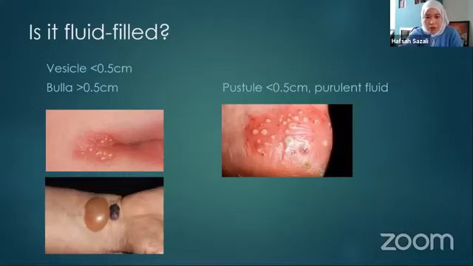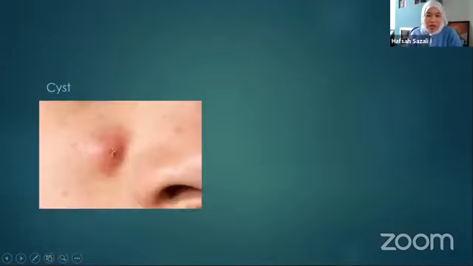Does anybody have any idea which conditions present with pustules? We can see here, it looks like the heel, doesn't it? Anyone would like to have a guess on the differential? You can reply in the chat room and we'll go through it later, okay? And cysts are also raised lesions. They contain fluid or semi-solid content.